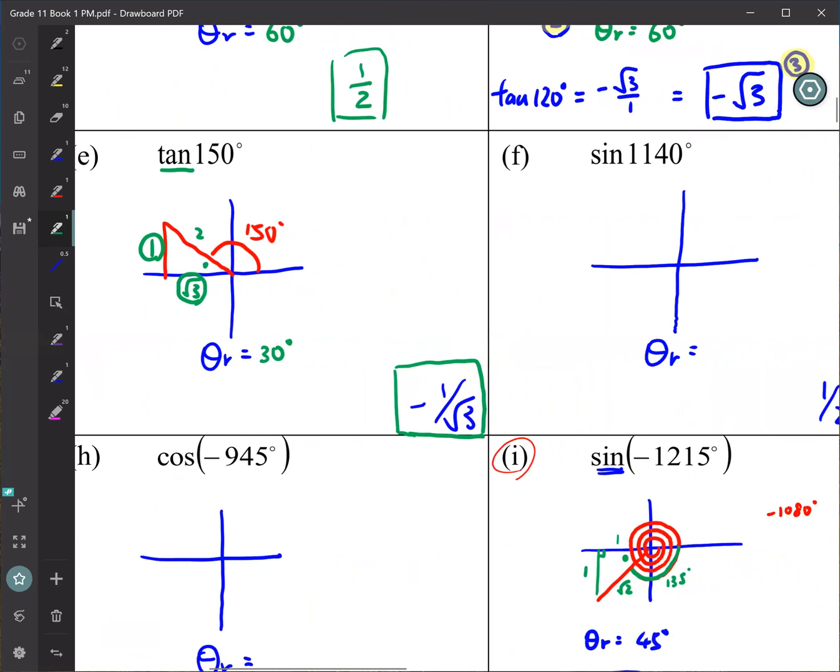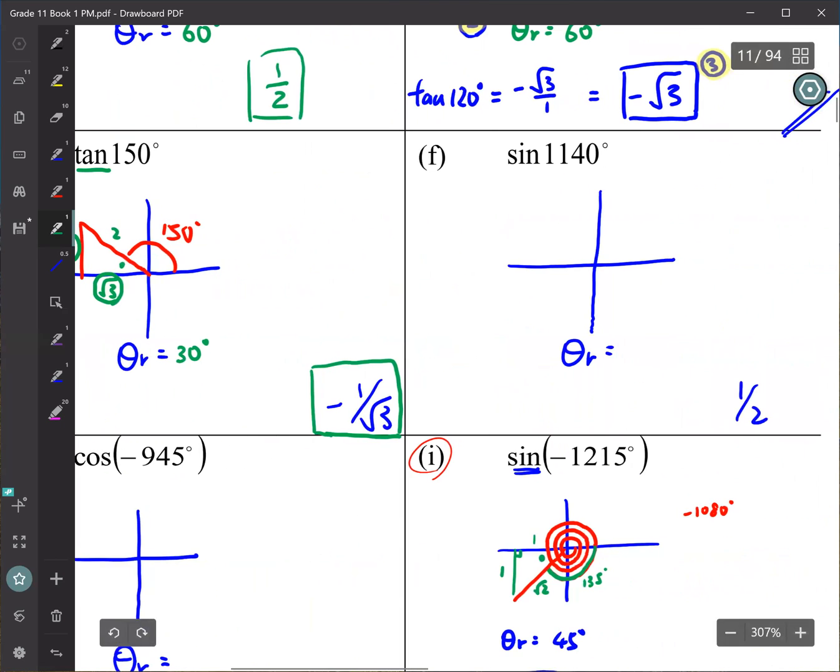Okay, and last one is getting bigger angle. So question F, this one, it needs to turn more than one turn, right? 360, 720, and then 1080, and then 60 more. So actually is it in first quadrant? Right, 1080, yeah, first quadrant.